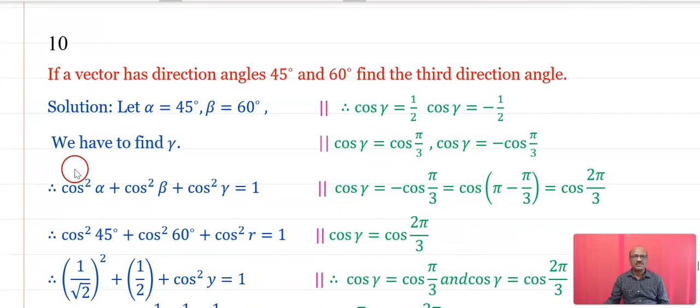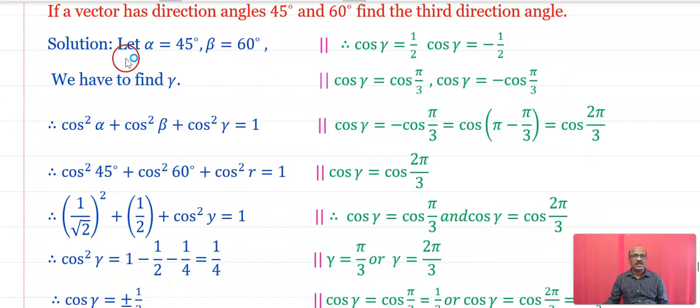Now the question number 10. If a vector has the direction angles 45, 60, find the third direction angle. Here alpha is equal to 45, beta is equal to 60. We have to find gamma. Cos square alpha plus cos square beta plus cos square gamma is equal to 1.